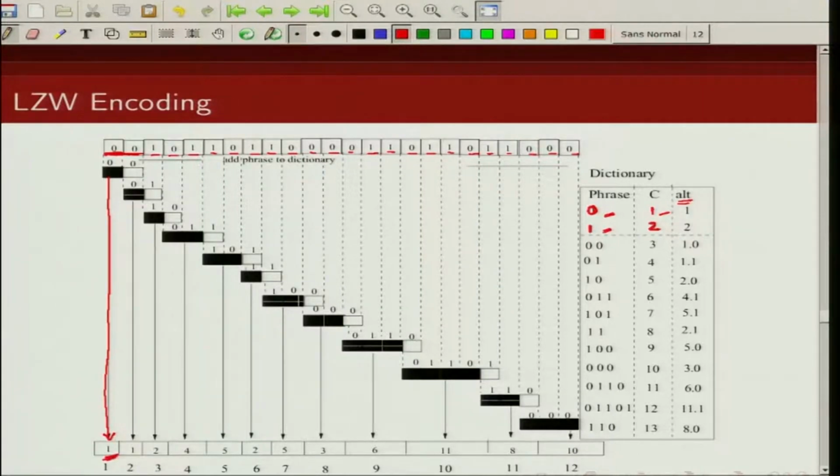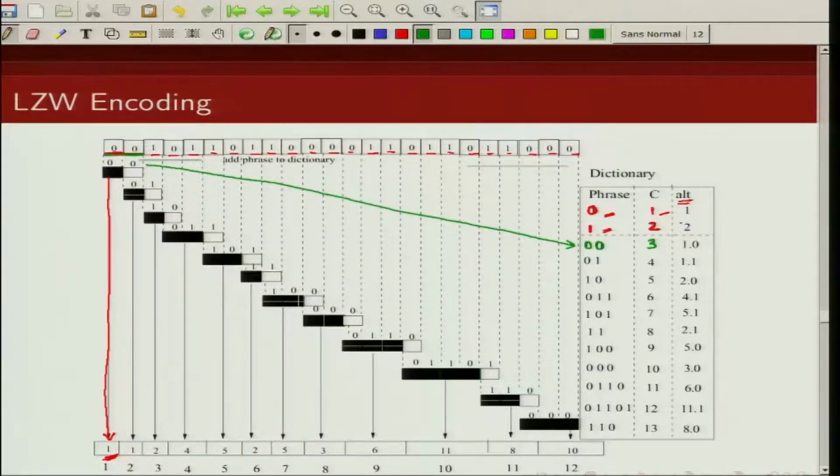Okay. Next, we looked at the next bit, which is 0. Now is 0 0 in the dictionary? At this point 0 0 is not there in the dictionary. So what will we do? We will add 0 0 to the dictionary, and that's code word number 3.